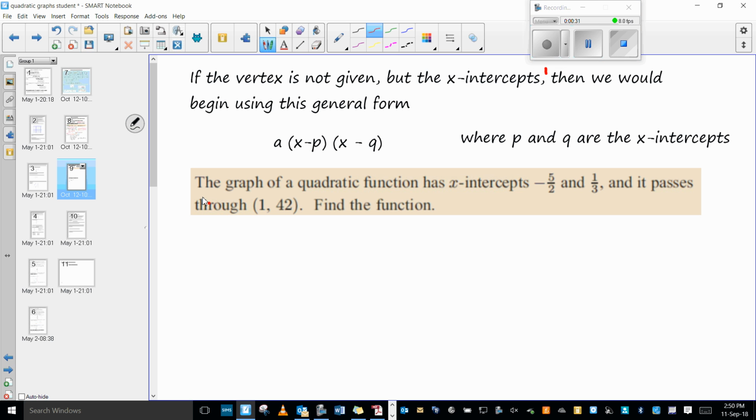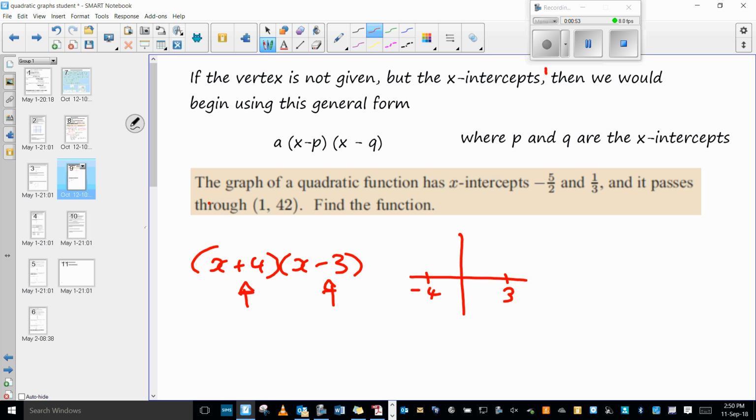So if I said to you, we've got this graph here, and I said sketch it for me. Do you remember the other day we said we would start off by showing the x-intercepts? So we would have our set of axes, and we know it goes through the points -4 and +3. Do you remember that? Yeah.